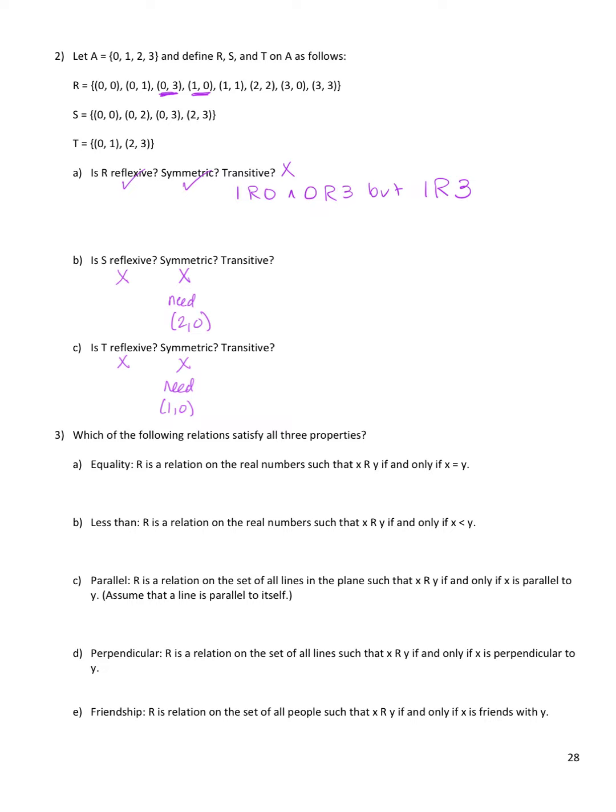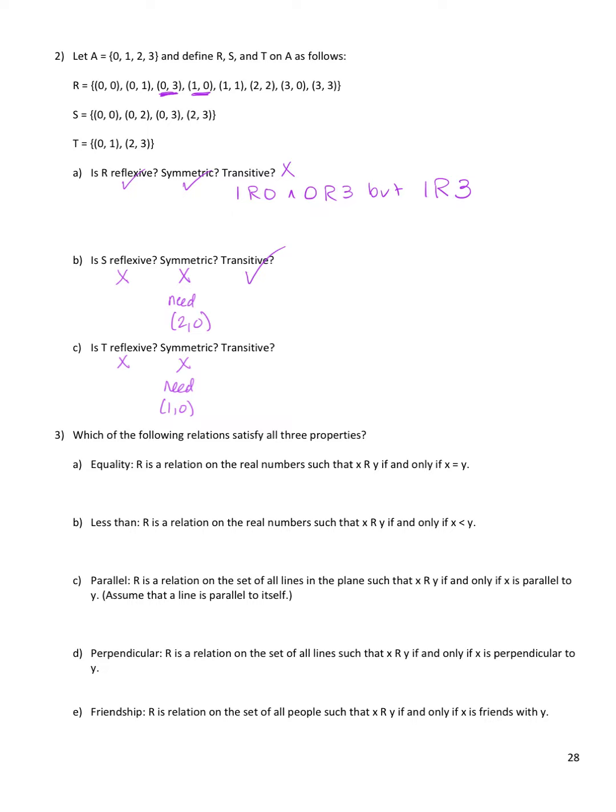Okay, set S, 0, 0, 0, 2, 0. Yeah, I think this is transitive. Okay, so we have 0, 2, and 2, 3. So if 0, 2, and 2, 3 are in the set, then 0, 3 would have to be in the set, and it is. So I think that's the only sort of transitive situation, so that one works.